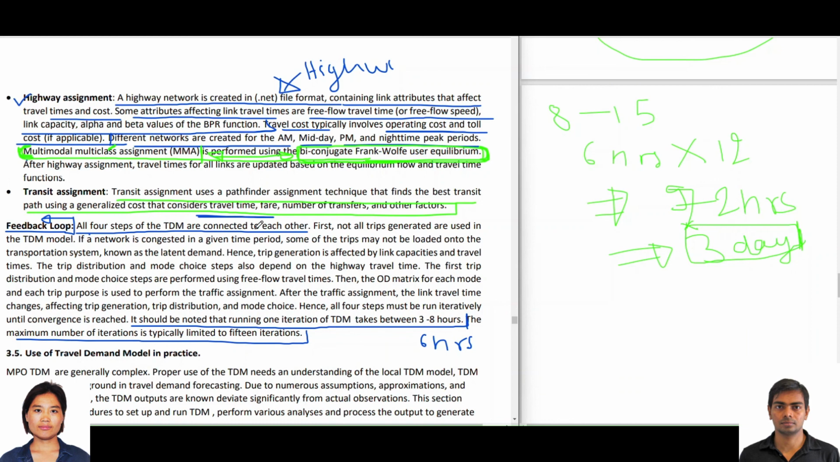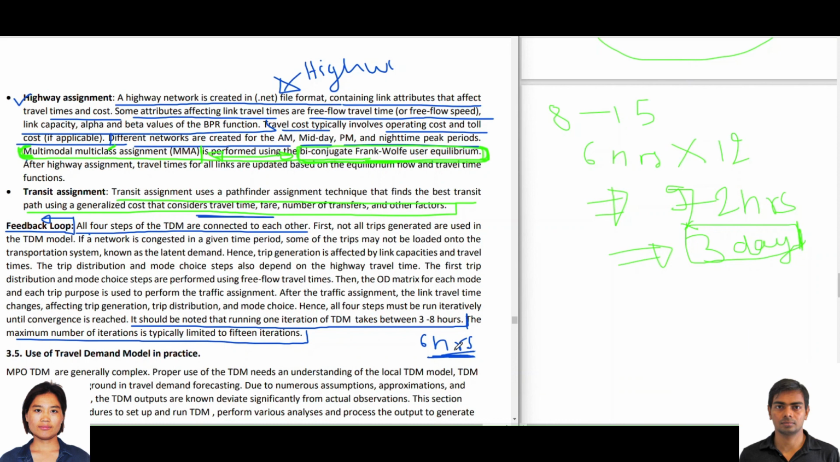However, given the big data set we have in a travel demand model, one iteration of all 4 steps typically takes around, let's say, 3 to 8 hours, on average 6 hours. Even with a very fast computer, on average it takes around 6 hours. And it typically converges between 8 to 15 iterations.